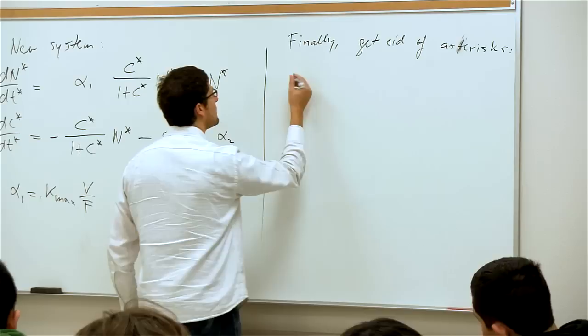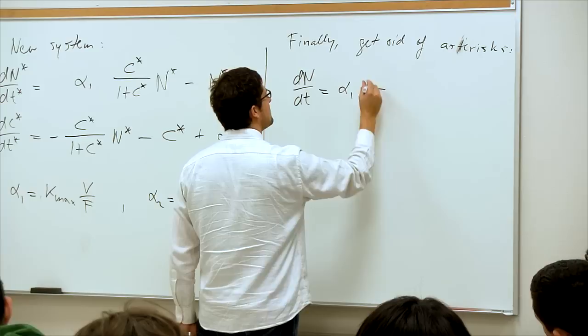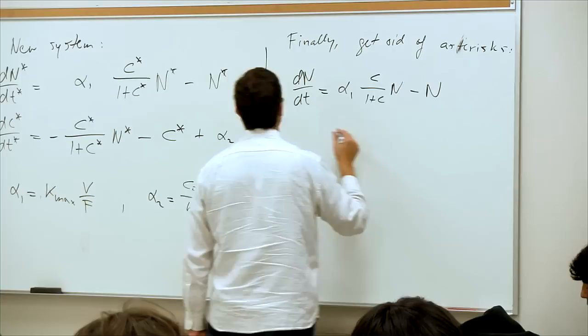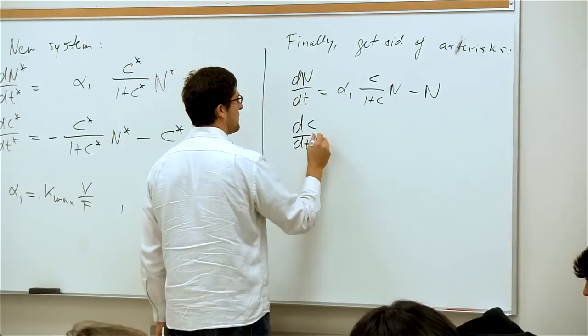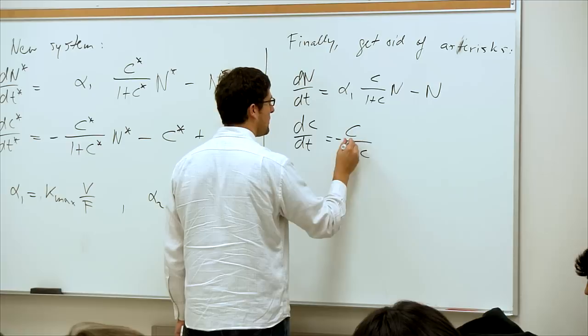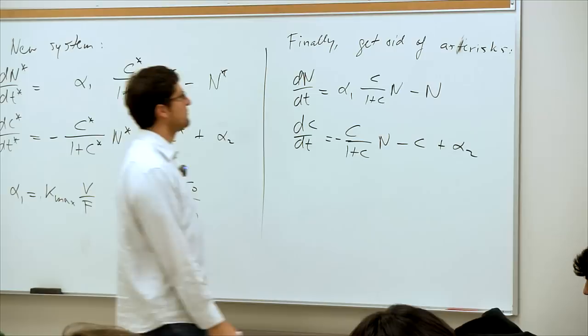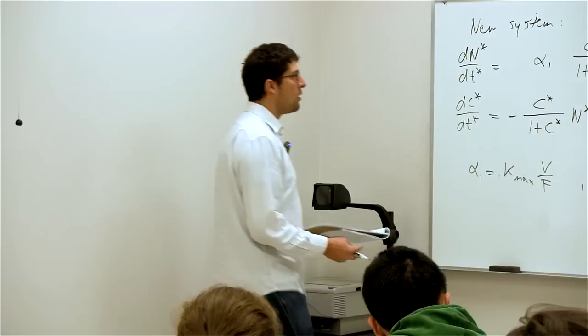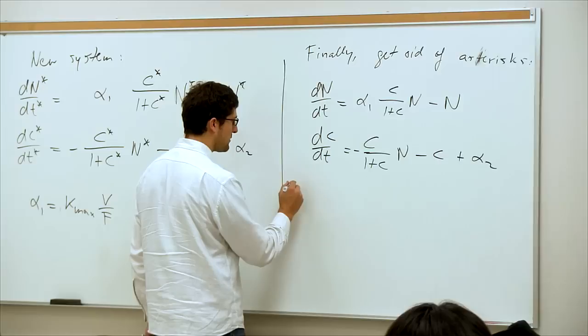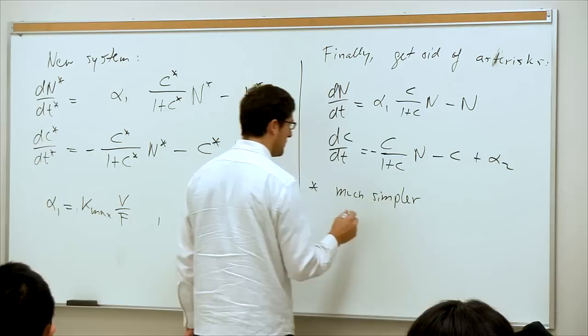Let's see, so dN/dt is alpha 1 C over 1 plus C times N minus N. dC/dt is minus C over 1 plus C times N minus C plus alpha 2. It's much simpler than what we had before. So first of all, it's much simpler than the original system.